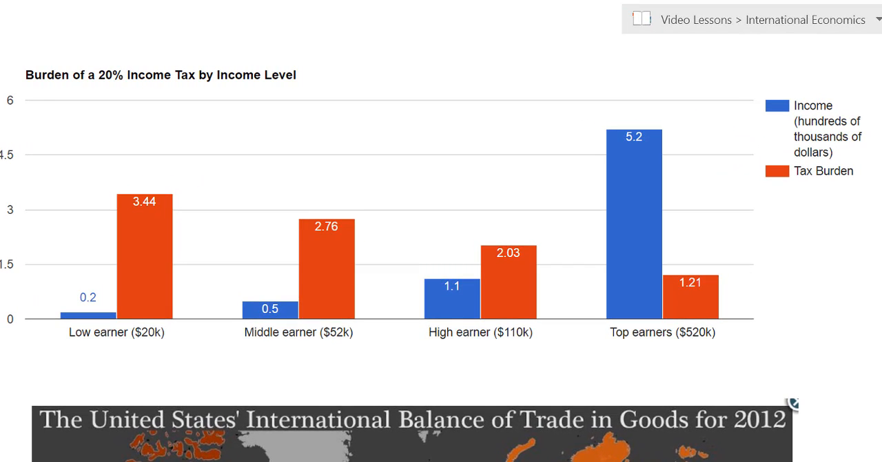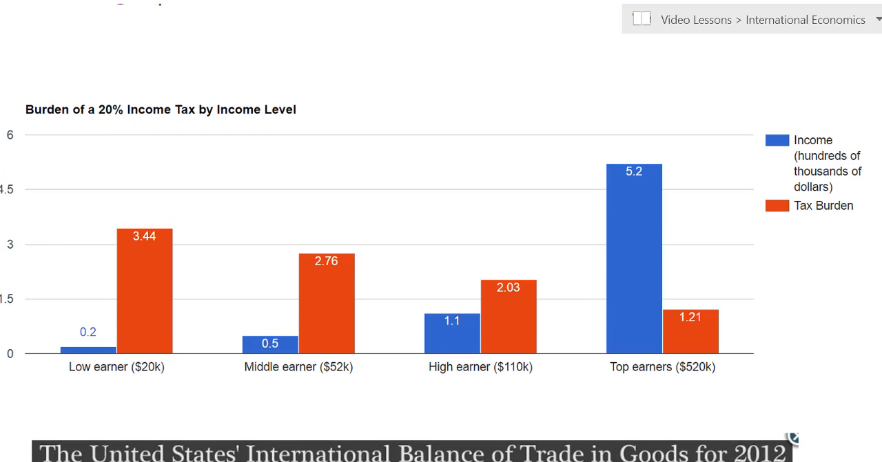The blue bars in this bar chart represent the incomes of different individuals in America. $20,000 earned by the person on the far left, up to $520,000 earned by somebody in the top 1% on the far right. The red bars represent the percentage of their total income that will be lost due to a 20% import tax. Knowing that the typical American spends 17.5% of their income on imports, the smaller proportion of total income spent on imports, the less of that income that will actually go towards the import tax.